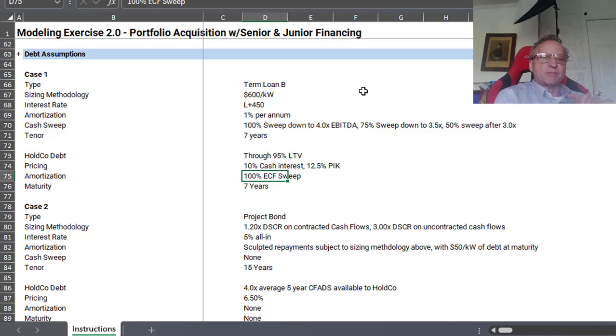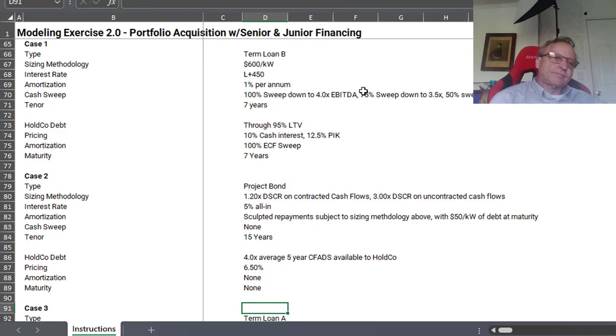it says 100% equity cash flow sweep, whatever that means. This is cash flow that the holding company gets, so maybe it's really equity cash flow of the operating company. And then we're going to try to pay it off again in 7 years, which is almost irrelevant. We see if the sweep can pay it off. So, okay, we can do that.